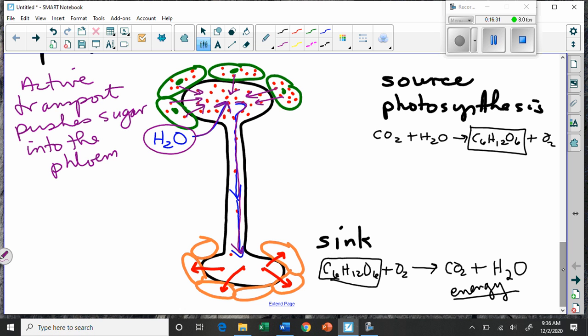And that's how plants transport water and sugar. So you have to think about sources and sinks, where there's more of something and where there's less of something, where it's being produced and where it's being used. And then you have to think about how concentration gradients and osmosis work in those situations. And in this case, the active transport required to keep everything moving. And that's all we need to say about transport in plants.